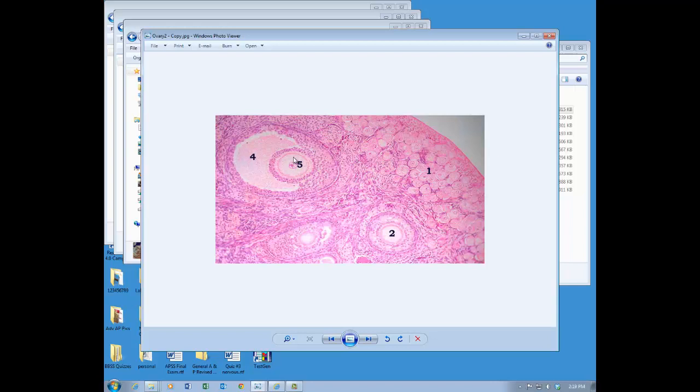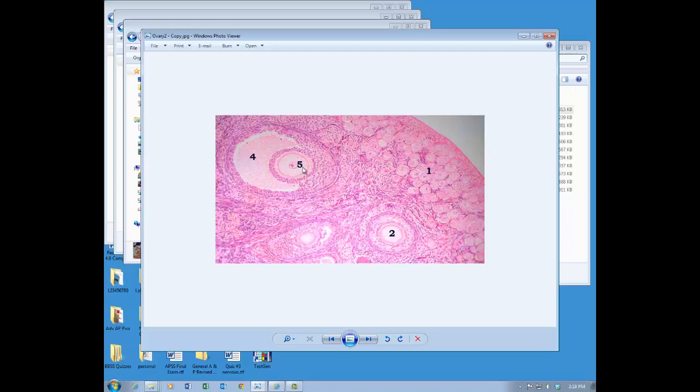So much more mature egg with the Graafian follicle, this large layer of cells around it with this fluid-filled space here. You don't need to know what that is called. You'll learn that in advanced A&P. It's called the antrum, but you don't need to know that. But the large follicle is called the Graafian follicle. It's a mature follicle. And this egg inside of it here, number 5, is the secondary oocyte.